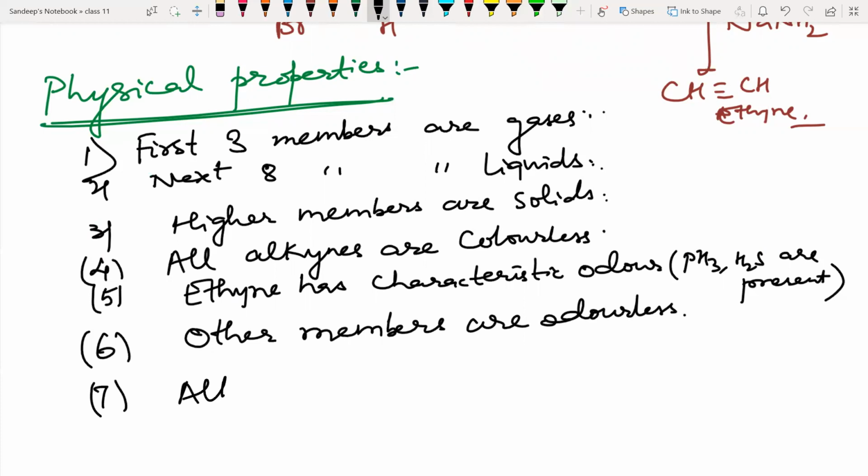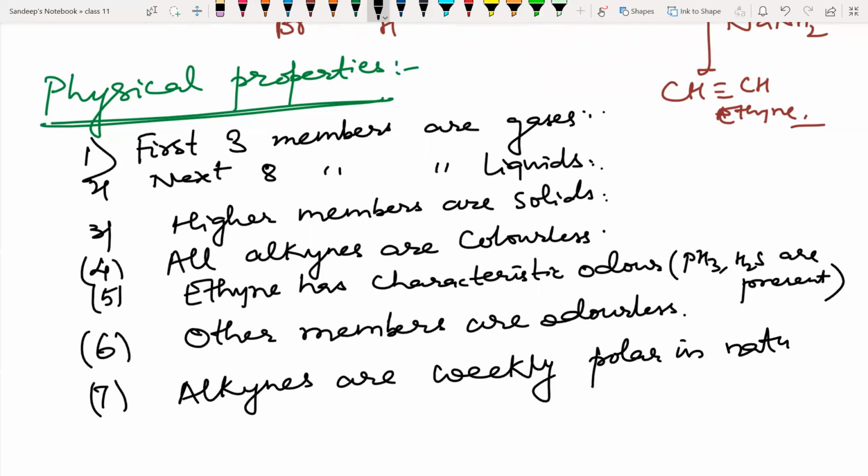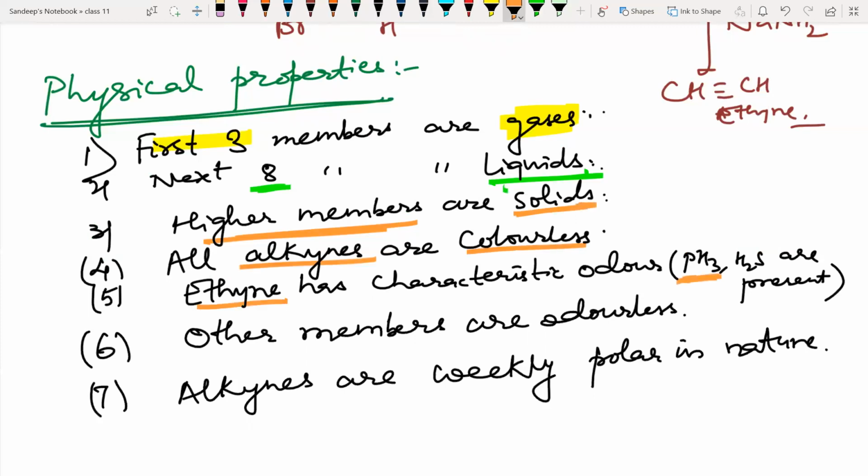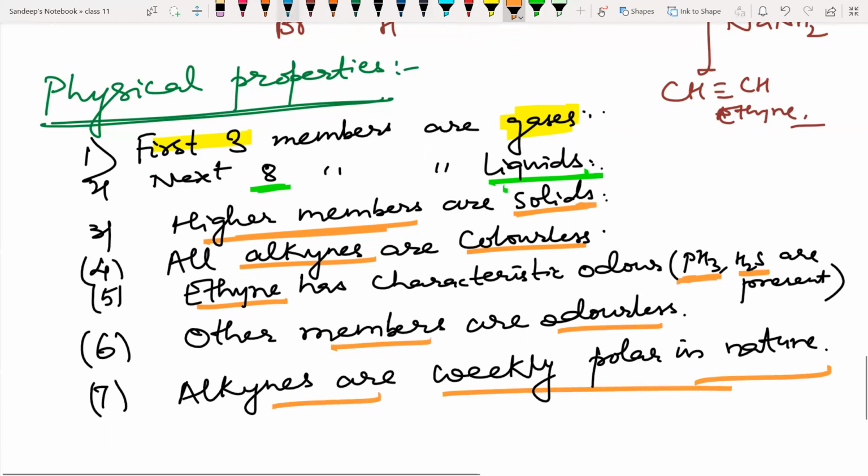Alkynes are weakly polar in nature. So first 3 members are gases. Next 8 members are liquid. Higher members are solids. Alkynes are colorless. Ethyne has a characteristic odor due to the presence of phosphine, hydrogen sulfides. Other members are odorless. Alkynes are weakly polar in nature.